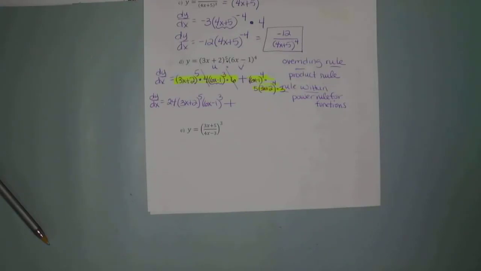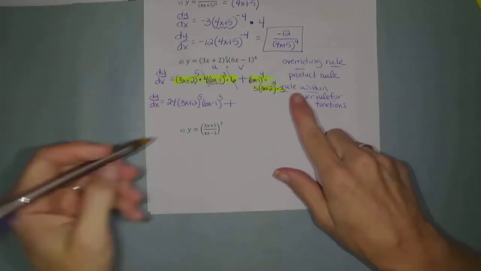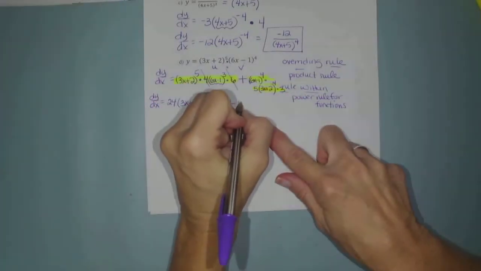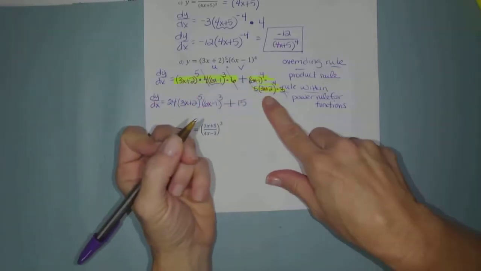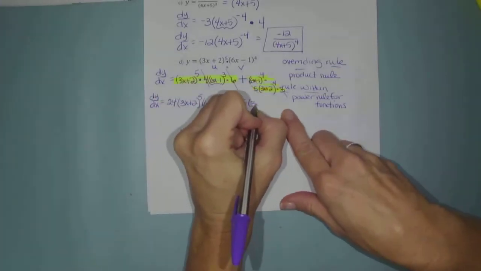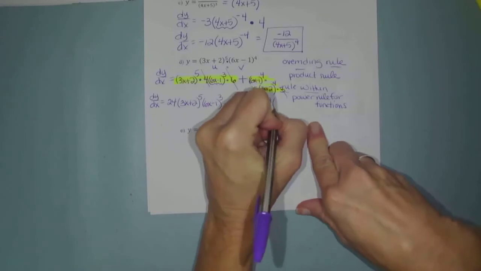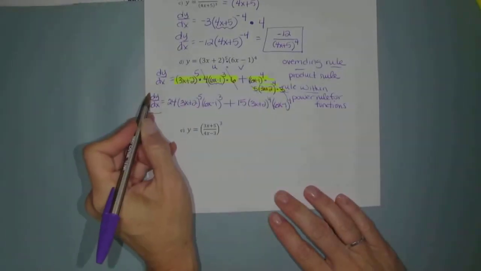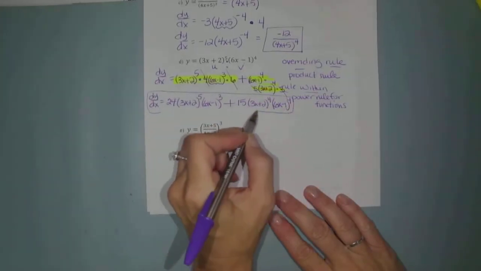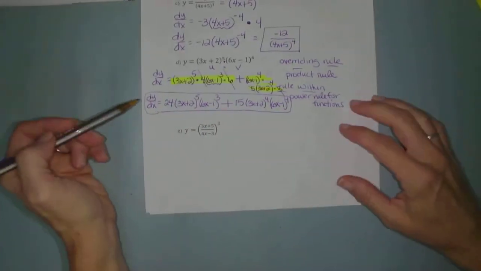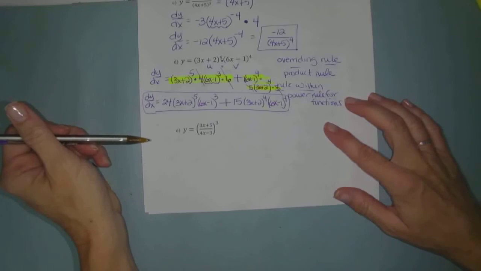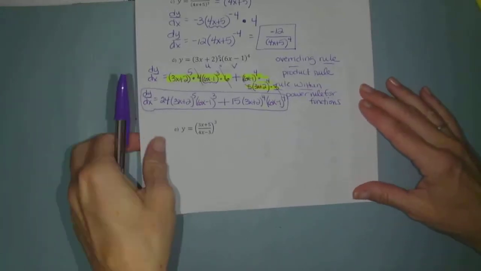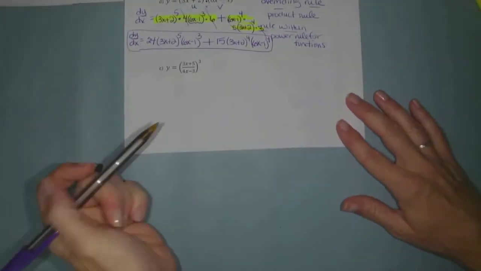And all we can really do there is take the 3 times the 5, make that 15, that cancels those out, and then (3x + 2)^4 times (6x - 1)^4, and we'll call that the final answer. So it's messy, but that is the correct answer. Okay, and then our last example, letter E.